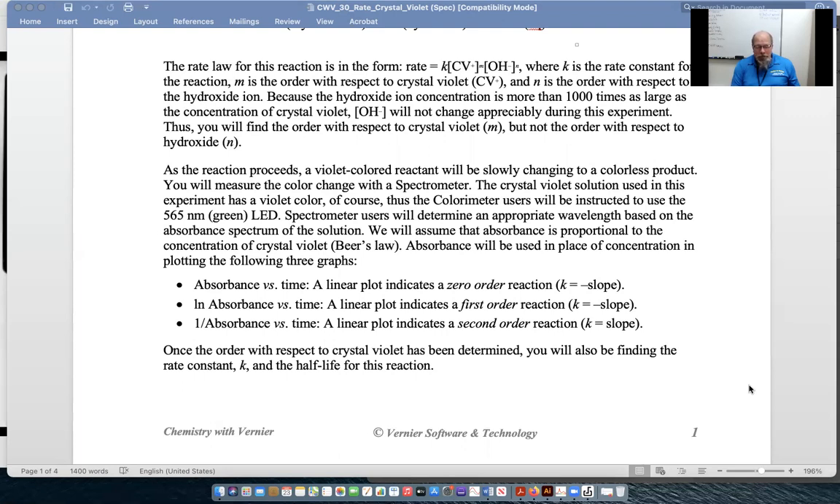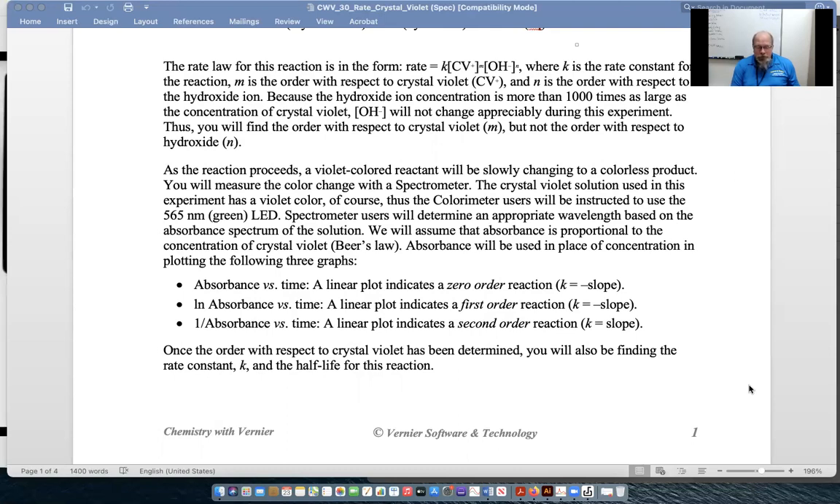And you do that by changing the concentration of one of the two reactants, either the crystal violet or the hydroxide, and then see what effect it has on the rate. If you change the concentration so that, say, you double the concentration of the crystal violet, if you have no effect on the rate, then usually that indicates it's probably a zero order reaction. So crystal violet raised to a zero power is equivalent to one. It doesn't affect how fast the rate occurs.